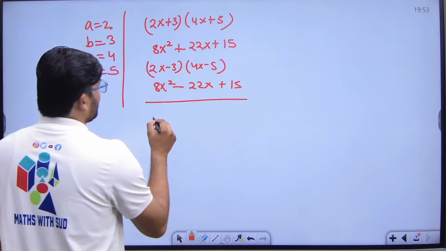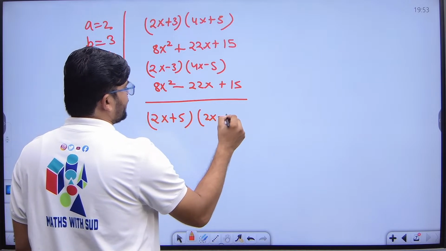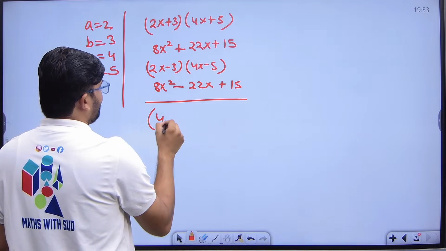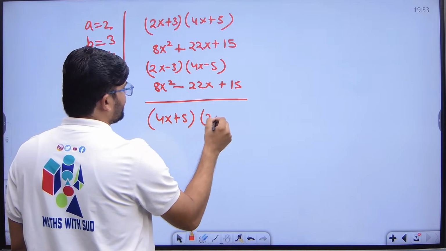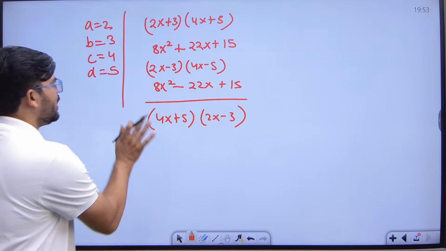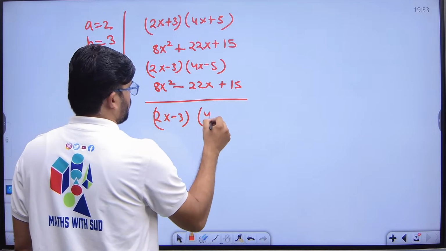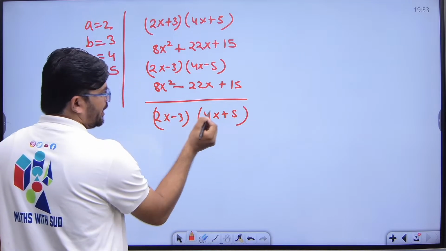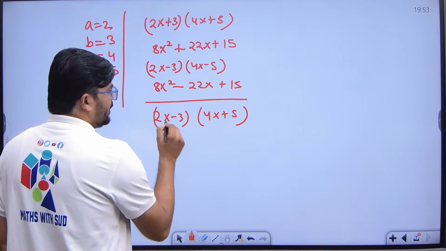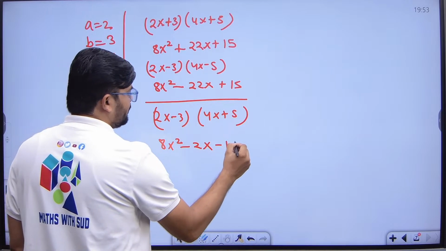Now the third case you can have is 4x plus 5 into 2x minus 3. Do we have to change the position of it? No, it's okay. Why should I confuse you? You can write like this as well. See, one of the numbers has to be negative, the other has to be positive. That's it. So 8x square, then 2 into 5 is 10, and then it is going to be minus 12, so 10 minus 12 is minus 2x, and then minus 15.